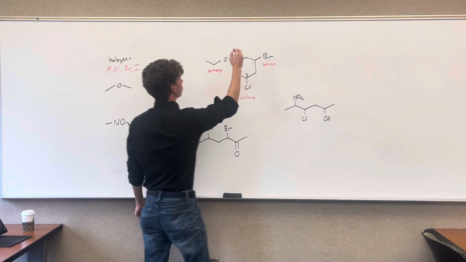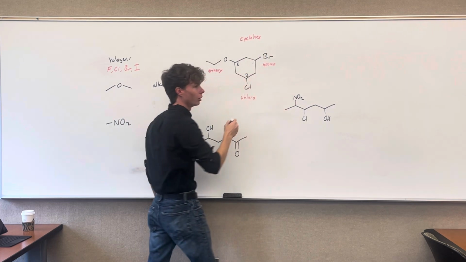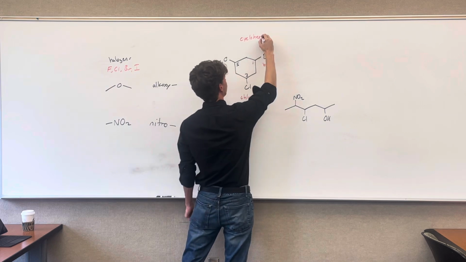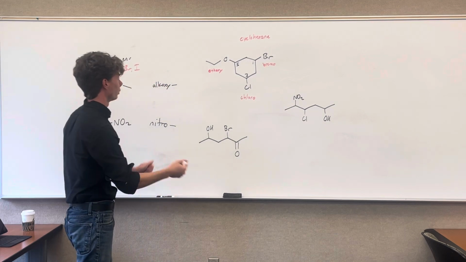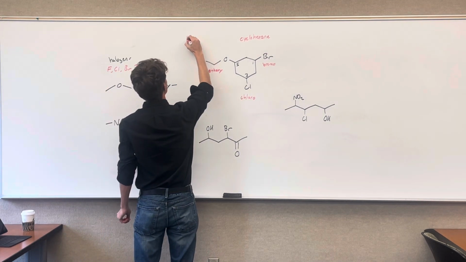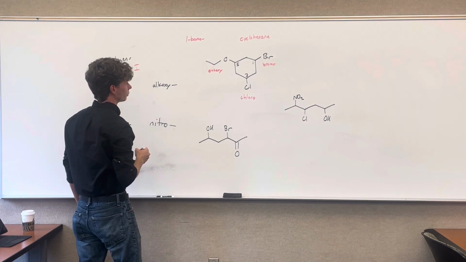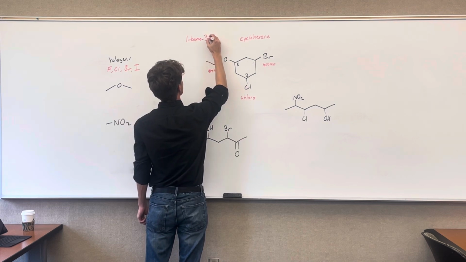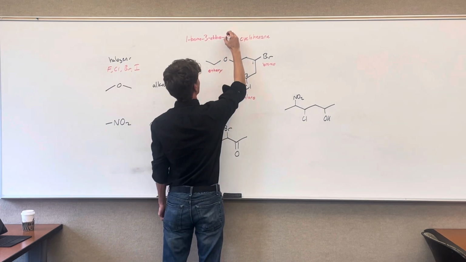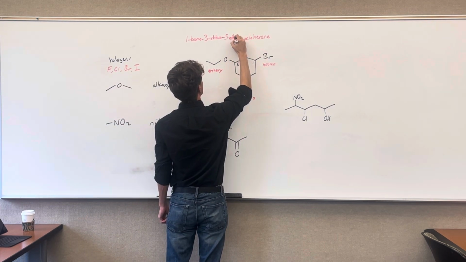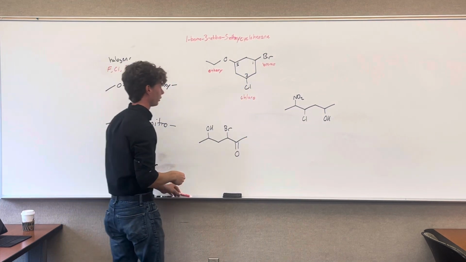We said the root was cyclohexanol. I don't know why I said that; there's no alcohol in it. Cyclohexane. And all of these are going to be prefixes. The first one being 1-bromo. Then I have 3-chloro. And lastly, 5-ethoxy. 1-bromo-3-chloro-5-ethoxycyclohexane.